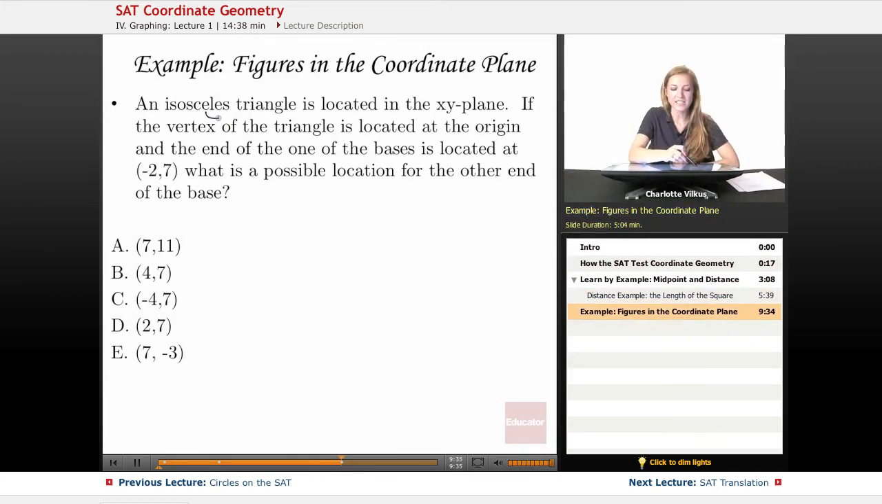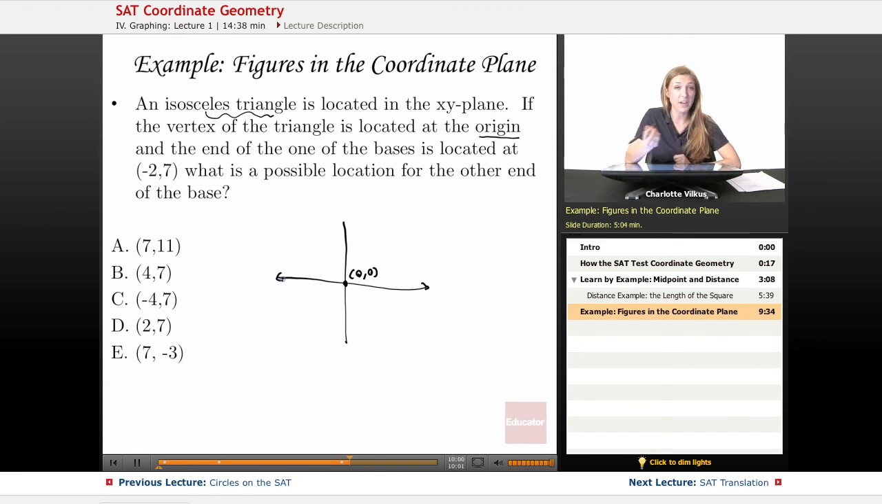Here we have an isosceles triangle. So again, we have a figure in the coordinate plane, and it's located inside the xy plane. I have that the vertex of the triangle is located at the origin. So the origin just means exactly where the x and y come together, which is really the point 0, 0. And that's something that you do need to know on the SAT.